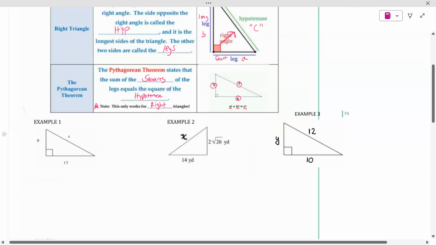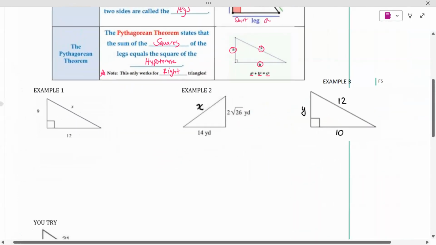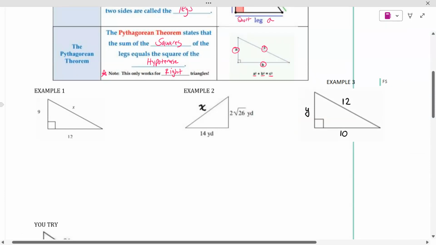So sometimes it might just ask you to solve for a missing side length. Sometimes it might ask you to say, is this a right triangle? Well, we can use the Pythagorean theorem to do both of those things. So let's check out a couple of examples.